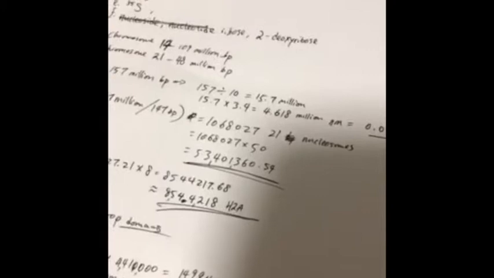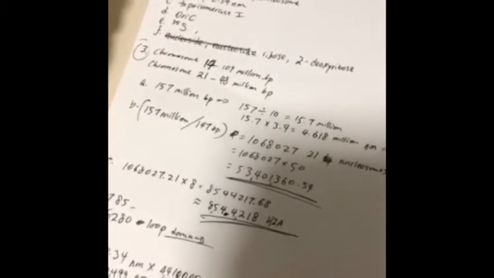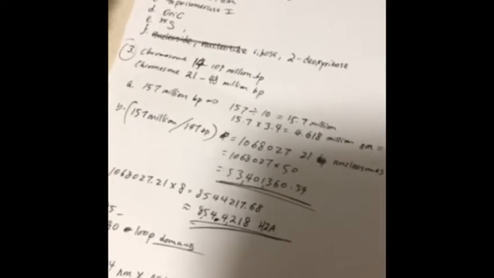For question C, we are asked how many H2A molecules would you expect to find within this translocation chromosome. We just used what we got previously, multiplied that by 8 because that's how many histones there are, and that should give us around 8 million H2A.